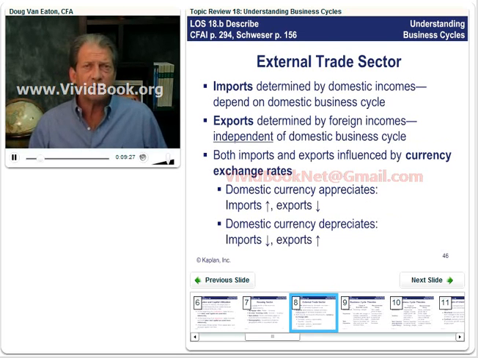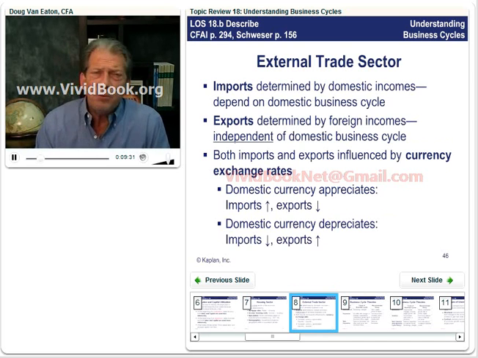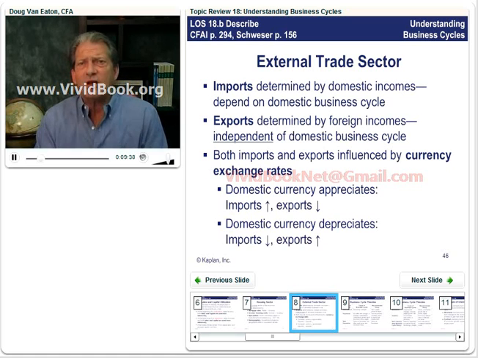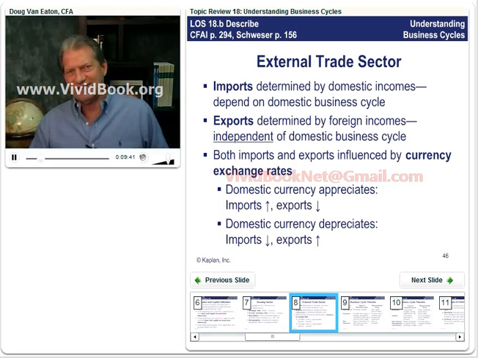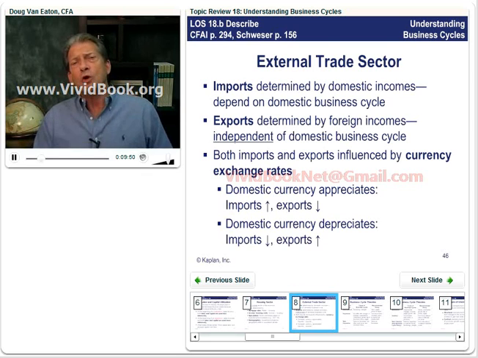Now, the external trade sector, we're talking about our exports and our imports. Now, imports we think are determined primarily, and let me say, before I get into these first two bullet points, we're saying, okay, holding exchange rates constant, then import demand is going to be driven by domestic incomes and depend on the domestic business cycle. So during the expansions, we would expect imports to increase. During contractions in the domestic economy, we would expect imports to decrease.